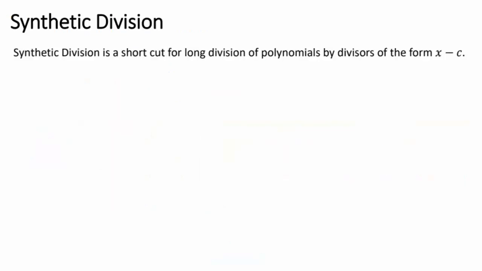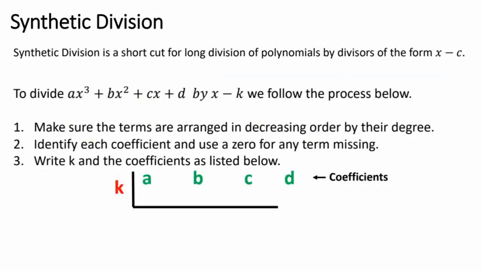I only had one example of long division, because synthetic division is actually a quicker way of doing long division. Synthetic division will work if your divisor is in the form of x minus c. That's always important. It should be x minus c.